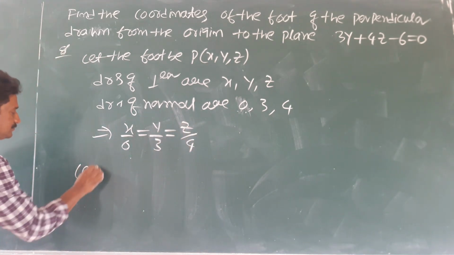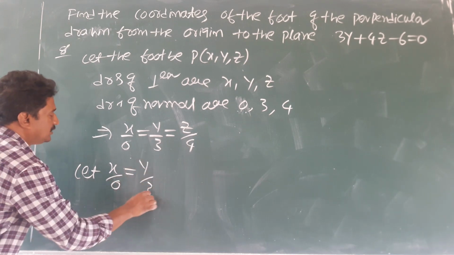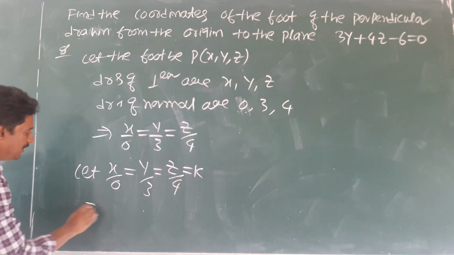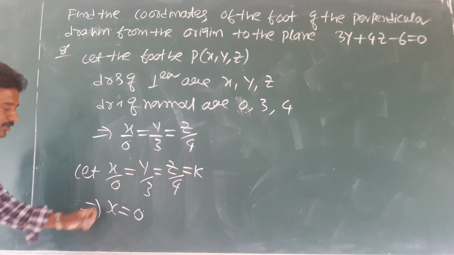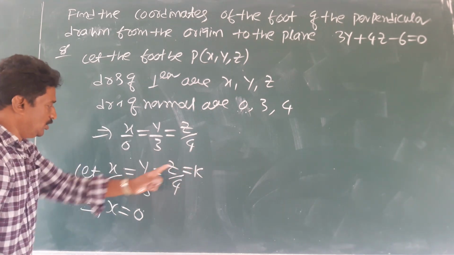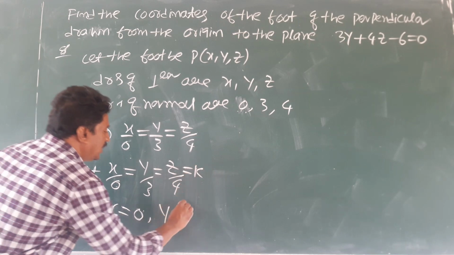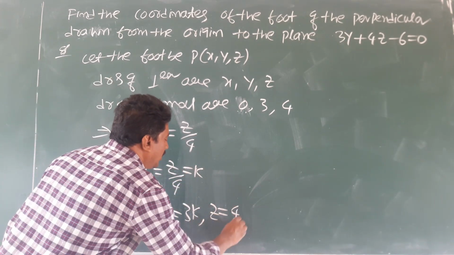Let x by 0, y by 3, z by 4 be equal to k. That implies x is equal to 0 into k, which is 0. We got the x value. Y is equal to 3k. Z is equal to 4k.